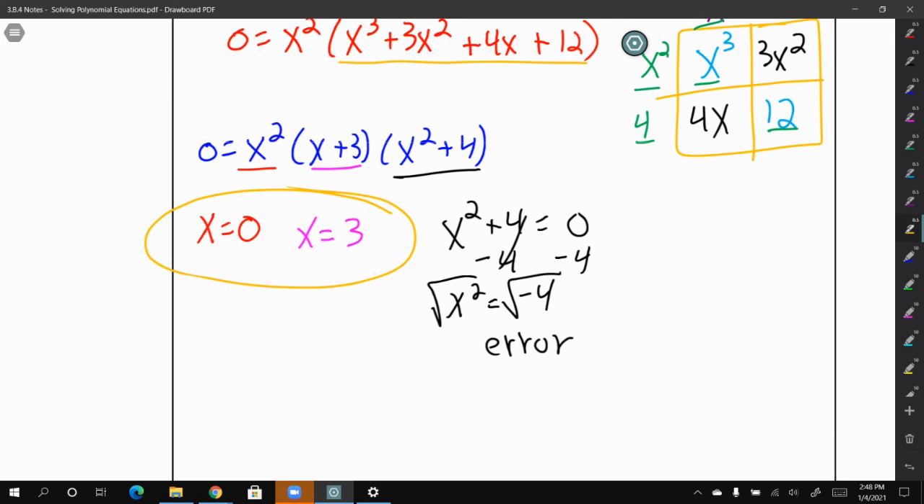So I hope that this was a good refresher, because you've been doing a lot of this previously. It was just written a little bit different. You guys have been doing a great job factoring and finding your x-intercepts. Now I'm just asking you to do the same thing in a little bit different way.